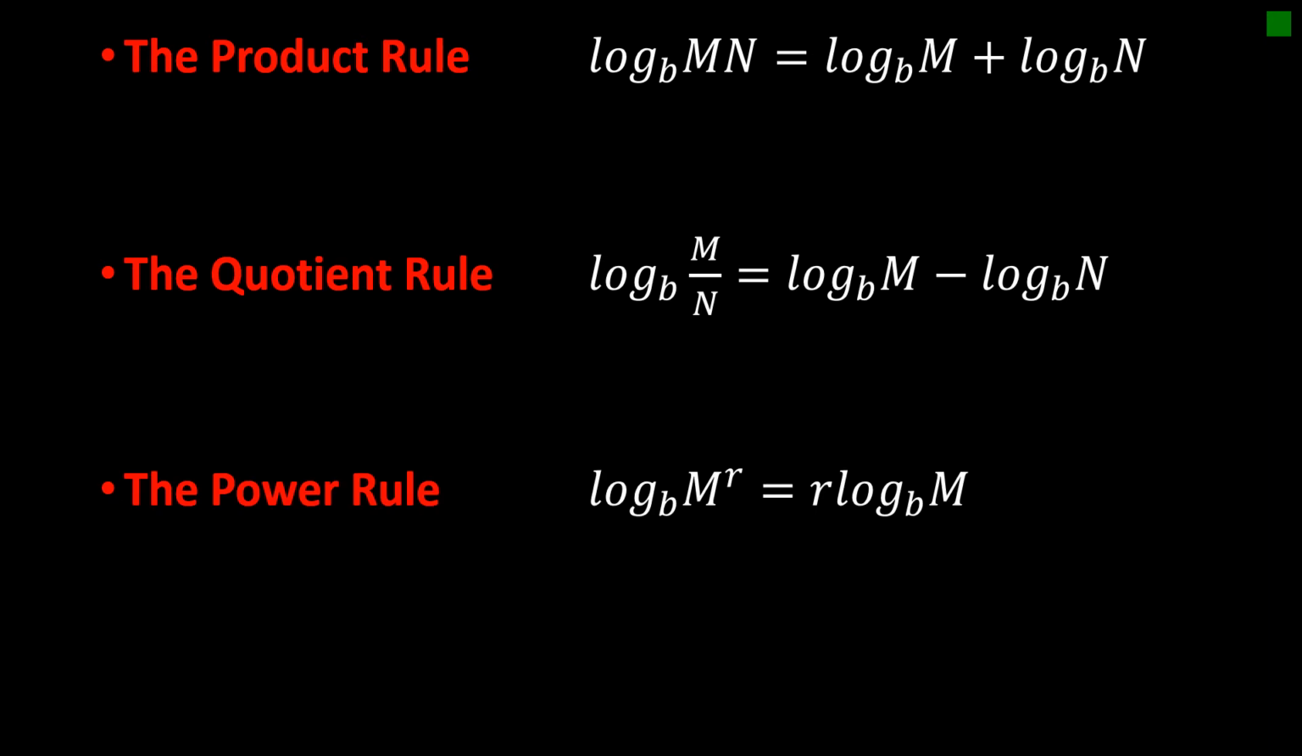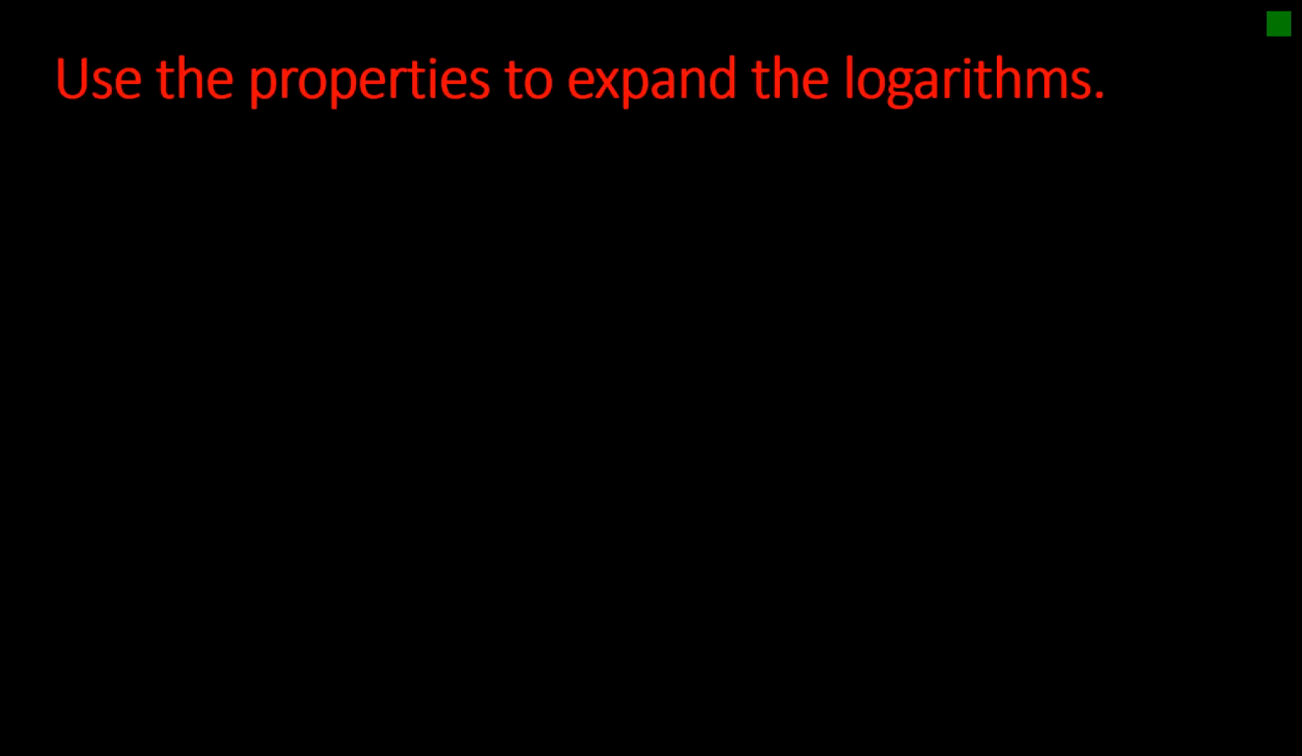Then we have the power rule. If you have log base b of some exponent m to the r power, then your exponent or your power r comes down as a coefficient. So you have r times log base b of m. Using these properties will help us expand and condense logarithms, but these properties are also going to help us when we get into solving logarithmic equations. Let's look at a few examples.